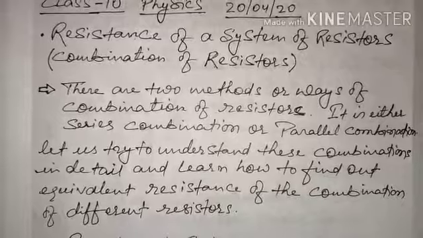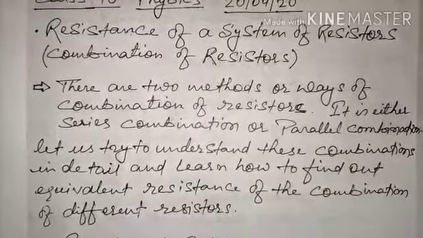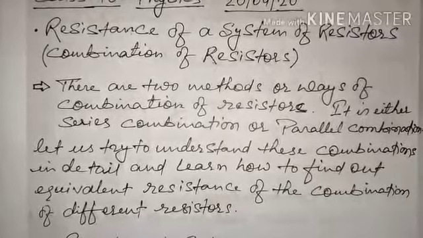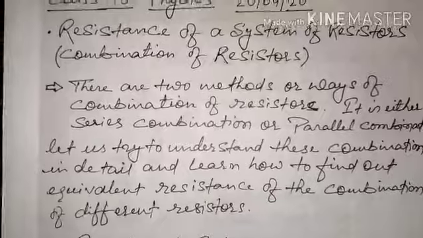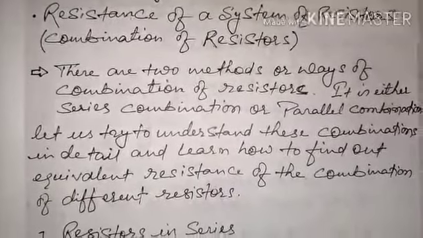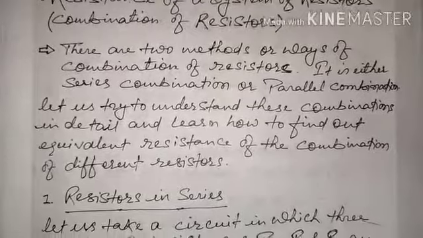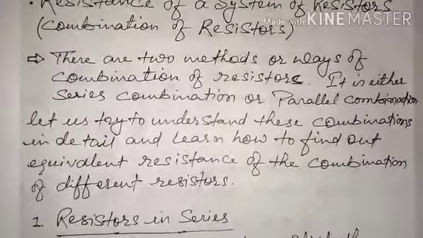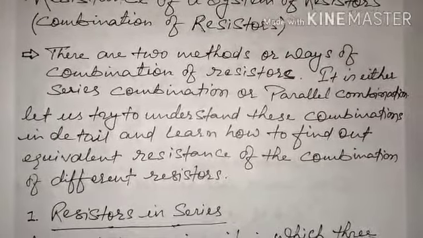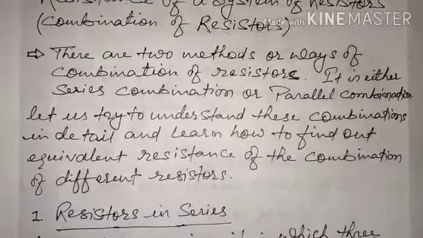Now today we are going to discuss one of the topics, the resistance of a system of resistors, that is the combination of resistors. In this we have to basically see the combination of resistors, and there are two methods of joining two resistors in a circuit. One is series combination and the other one is parallel combination.